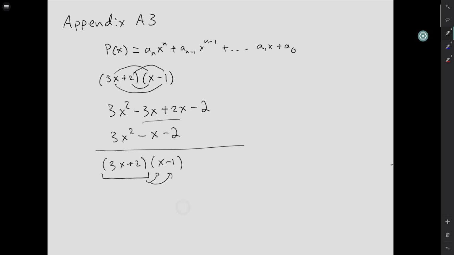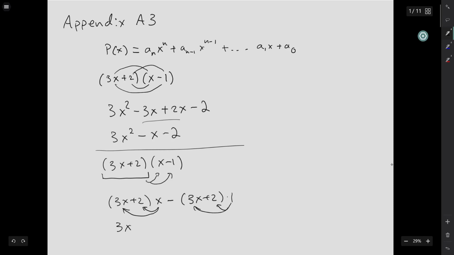So when I do it this way, I'll end up with 3x plus 2 multiplied by x, minus 3x plus 2 times 1. I go ahead and stuck the minus out in front there. And then we perform distribution again on both of the remaining parts, giving us 3x squared plus 2x minus 3x. The 1 doesn't really change anything over here, plus 2.